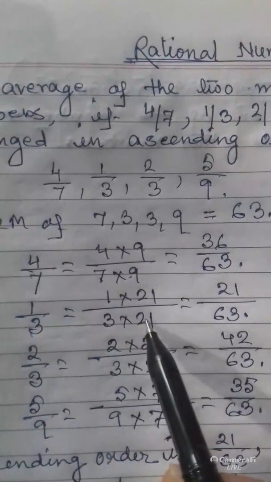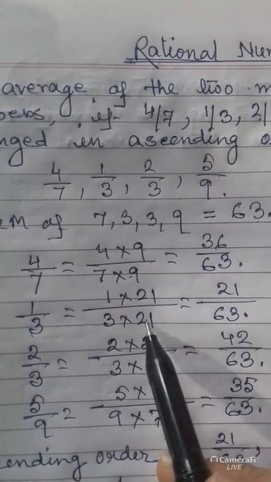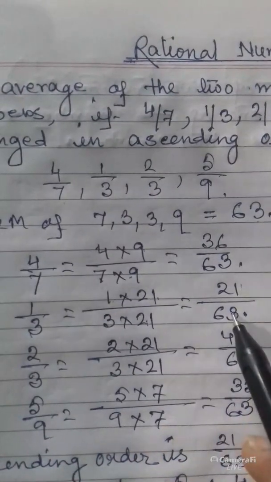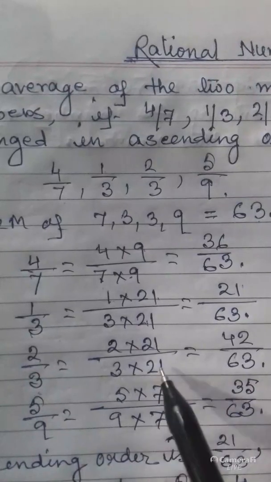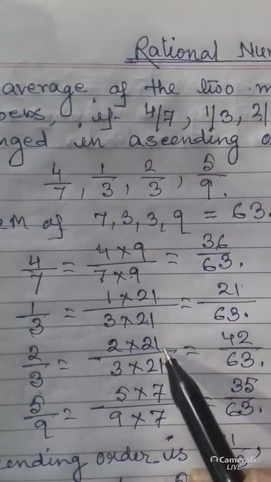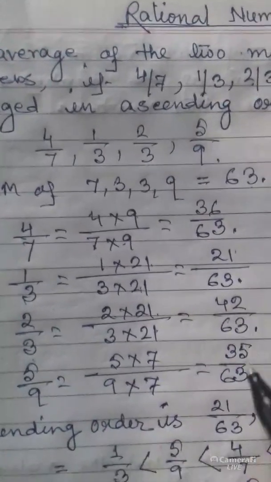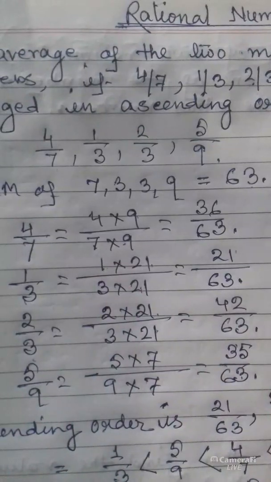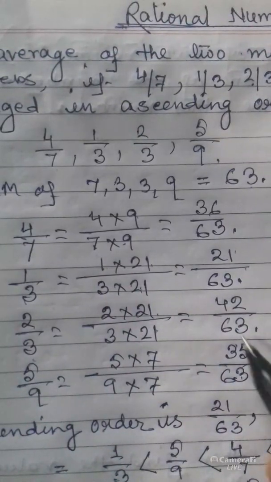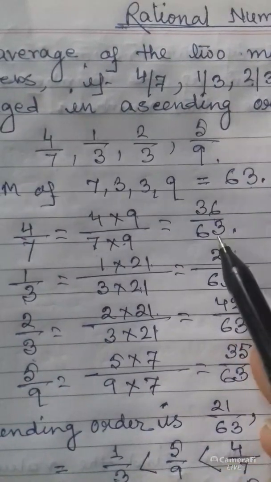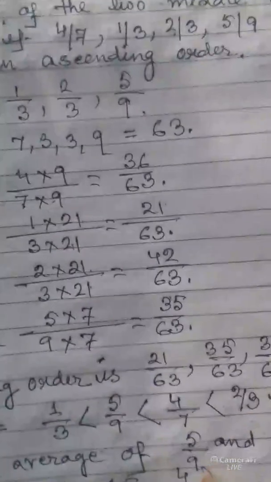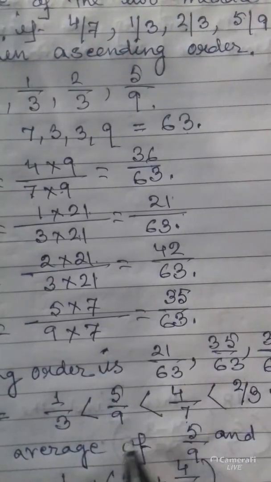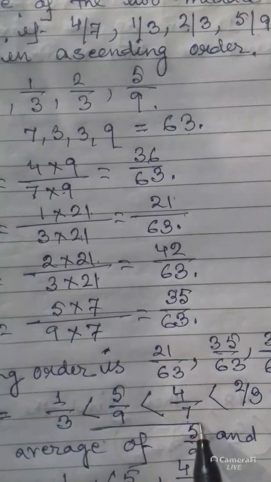Similarly, to make 63 in the denominator of 1/3, 3 multiplied by 21, and the numerator 1 also multiplied by 21, so 21/63. Next 2/3: 3 multiplied by 21 and 2 also multiplied by 21, so 42/63, and 35/63. The ascending order is 21/63, 35/63, 36/63 and last 42/63. So 1/3 is less than 5/9, less than 4/7, less than 2/3. The two middlemost numbers are 5/9 and 4/7.